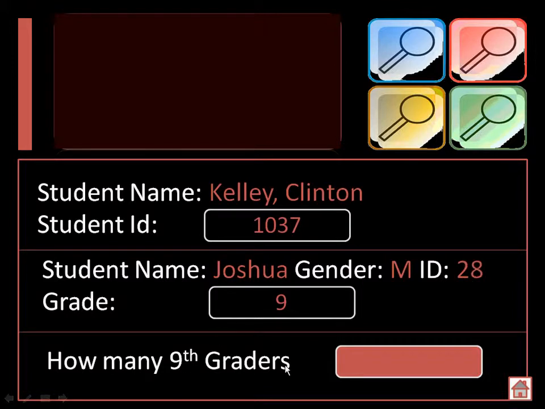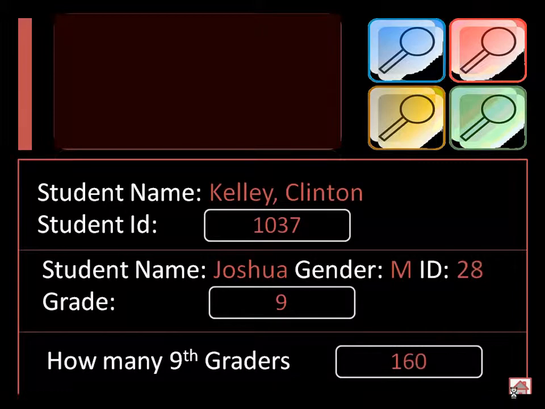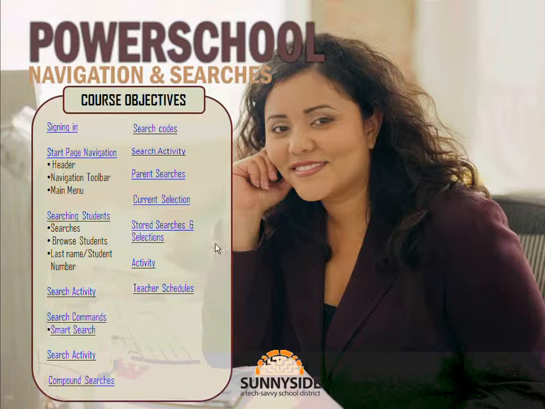How many 9th graders? That one I could just click on the grade level 9, and it'll give me a total of how many kids. And I have 160. Now that could change, it depends when you're using the system because people add in kids. So don't worry if it's not the exact numbers. But this gave you a chance to practice and to search a little bit for kids. So we just did standard searches. That's what we were doing right now.